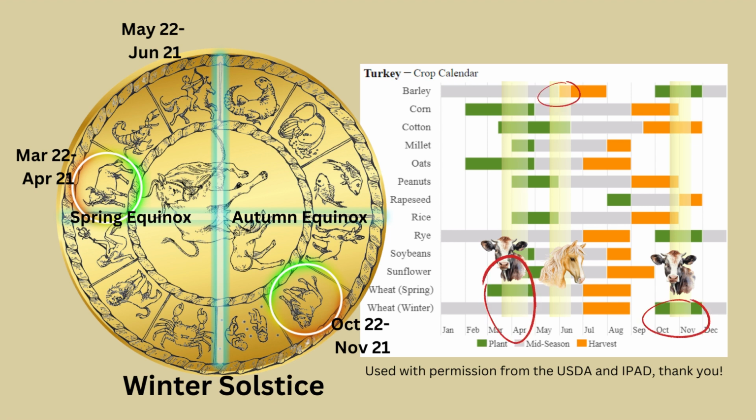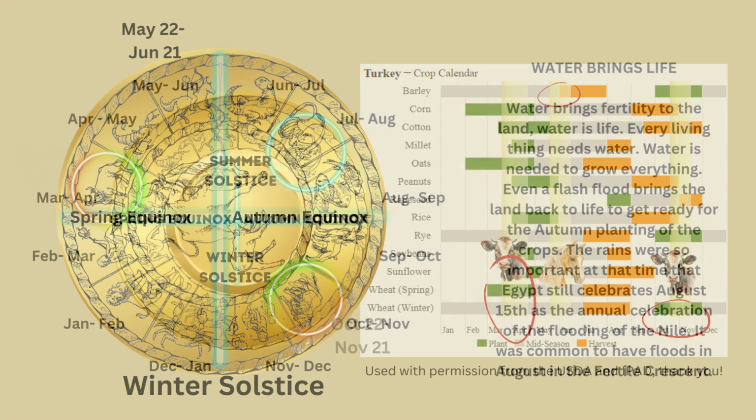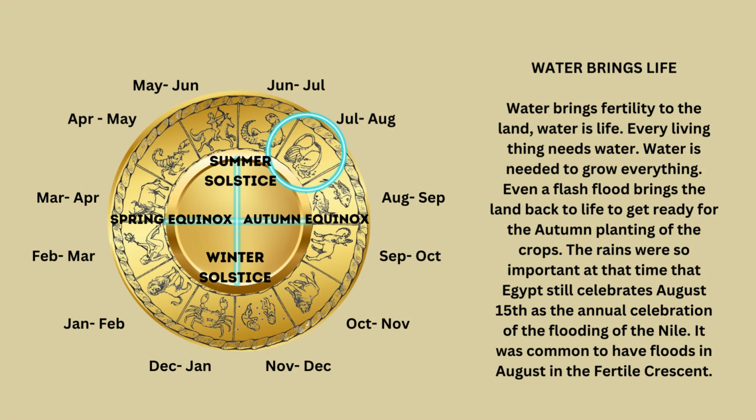This correlation began to emerge, aligning not only with the planting and harvesting of wheat, but also with the peak mating periods of these common farm animals. Assigning the correct months to each animal revealed this alignment with their primary mating seasons and the timing of sowing and reaping wheat. Water brings life.